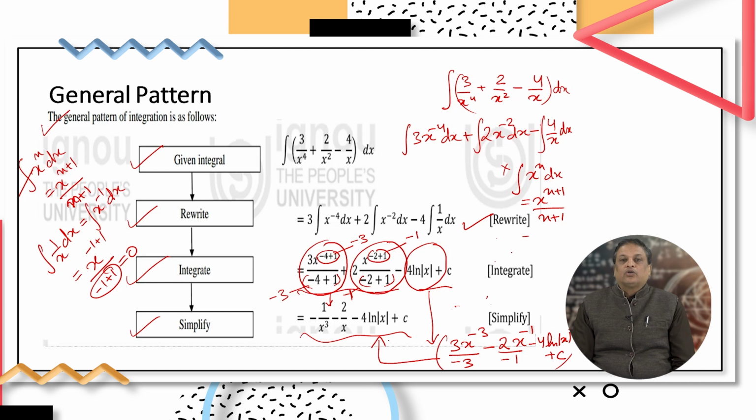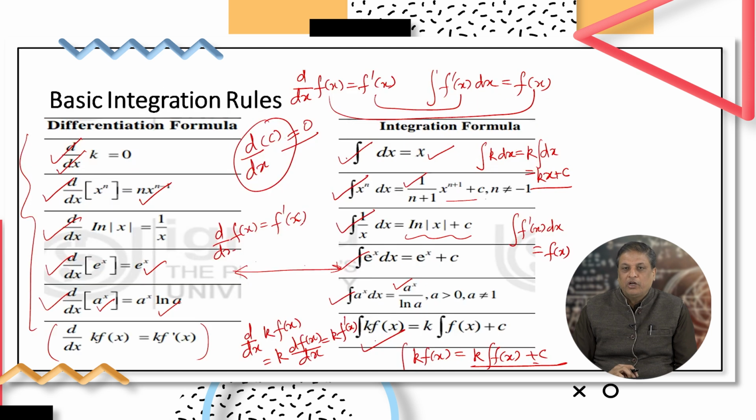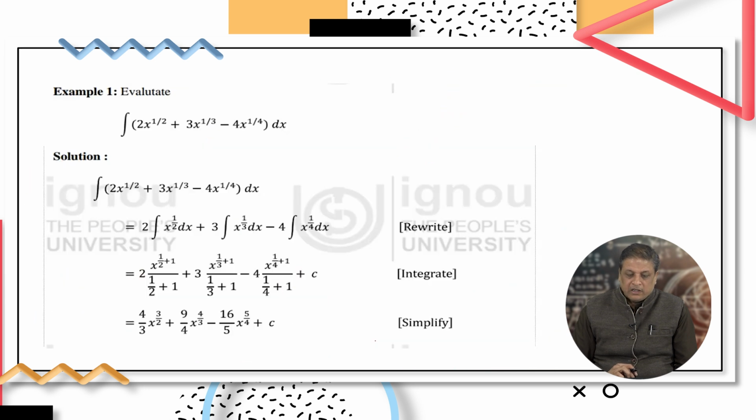So the solution of the integral turns out to be minus 1 upon x cube minus 2 upon x minus 4 natural logarithm of x plus constant of integration c. I hope you understood how we perform the integration by simply using the formula which are listed in this table. So this is the first problem we had solved for the integration. Now let's understand how to solve the other problems.